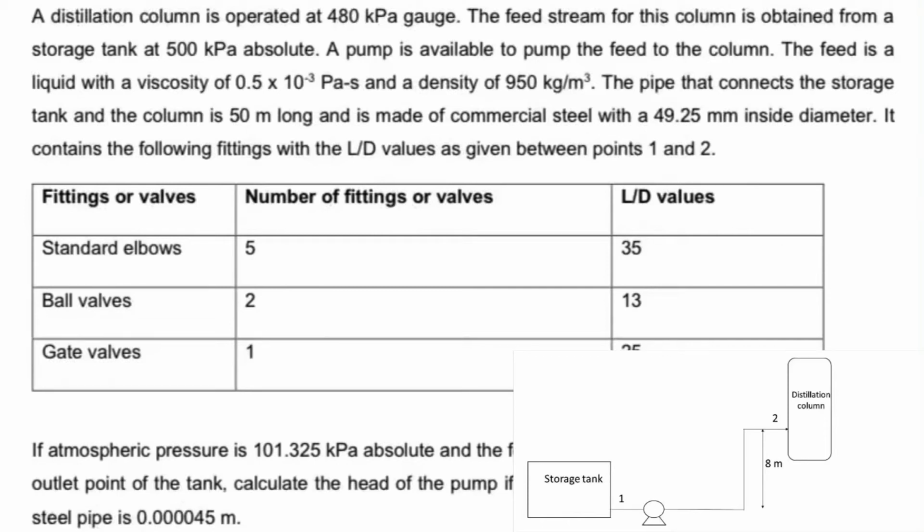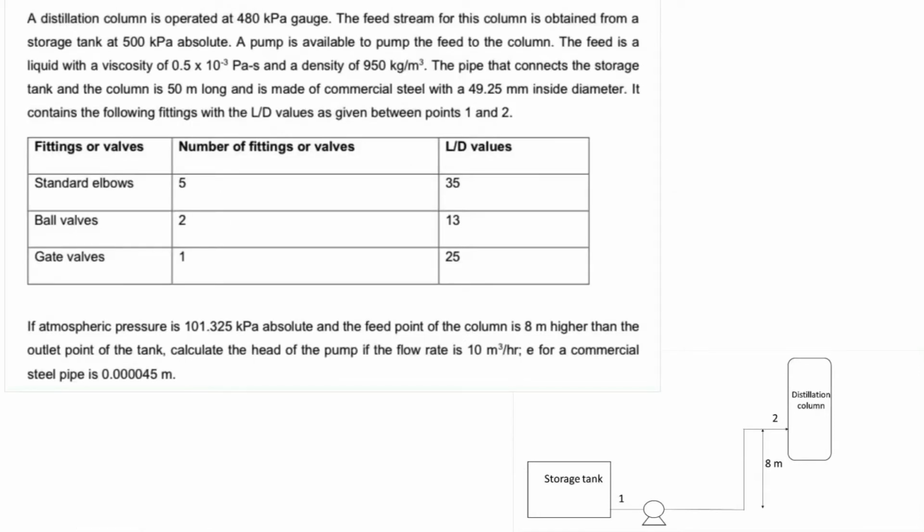Let us look at a Bernoulli example. In this case, we are required to determine the pump head. We are told that a distillation column is operated at a gauge pressure of 480 kPa. The feed stream for the column is obtained from the storage tank at 500 kPa absolute. A pump is available to pump the feed to the column.